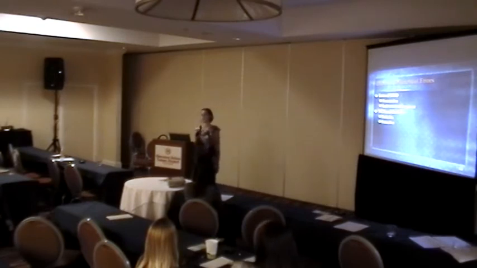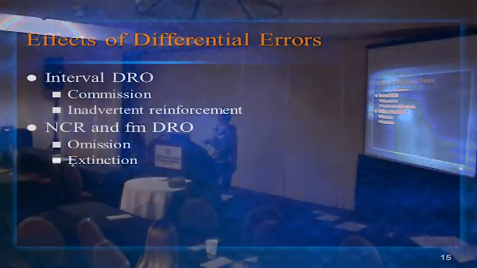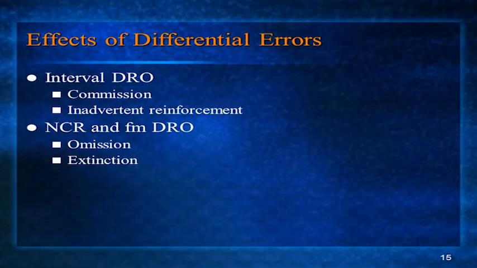So now I want to talk a little bit about the implications of these sorts of errors of these various treatments. The majority of the errors during the interval DRO were errors of commission. This is a big problem for any of you who work in the treatment of problem behavior, right? Why is this a problem? Well, because if those errors are occurring at a high rate, what that means is that staff members are delivering reinforcement even though the problem behavior has occurred during the interval. And that might actually strengthen or maintain the problem behavior.